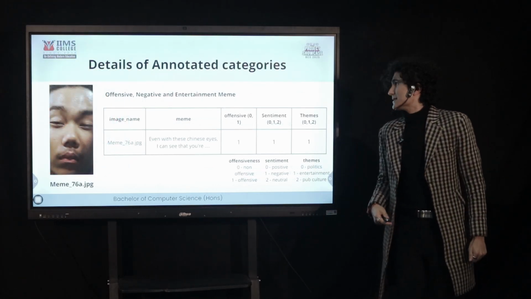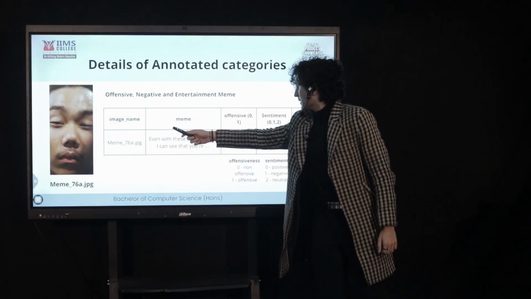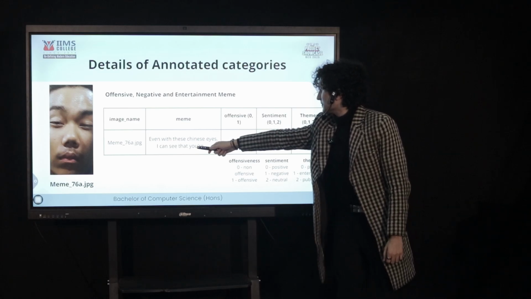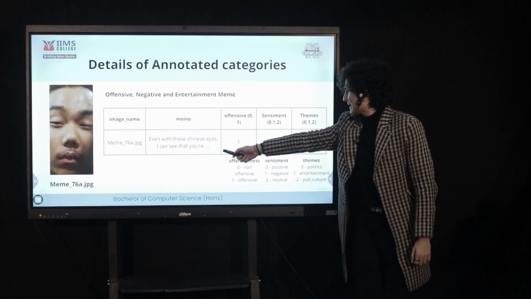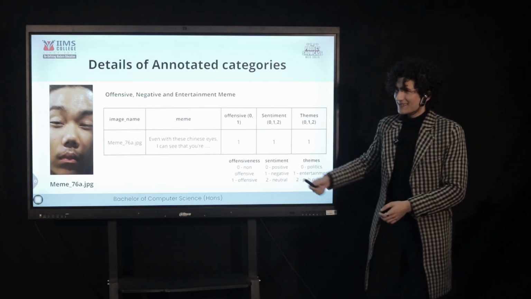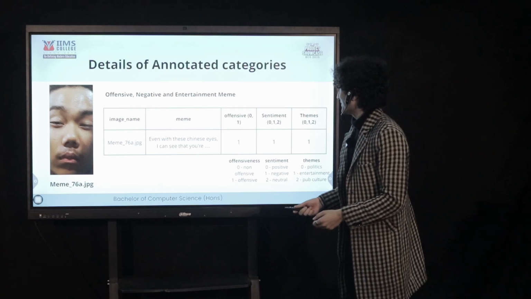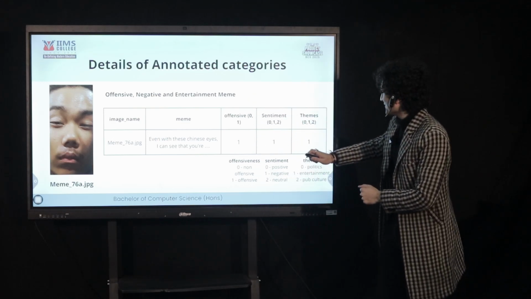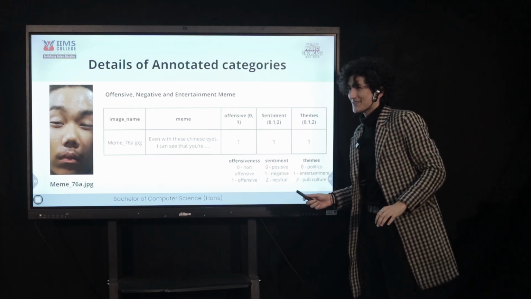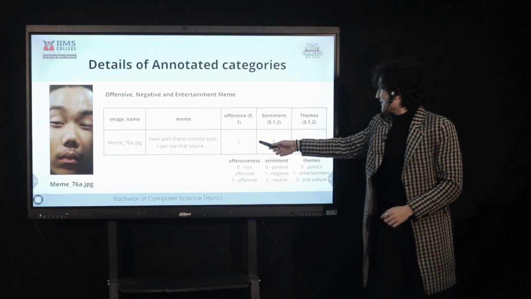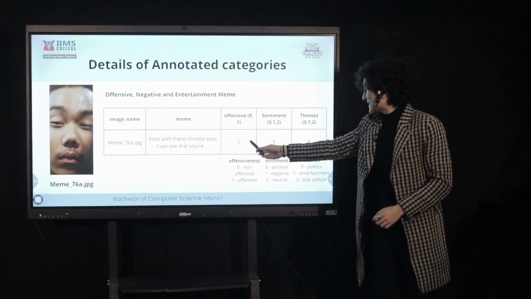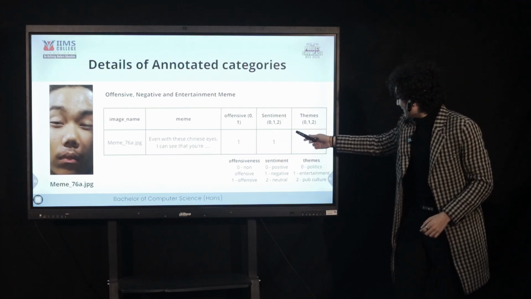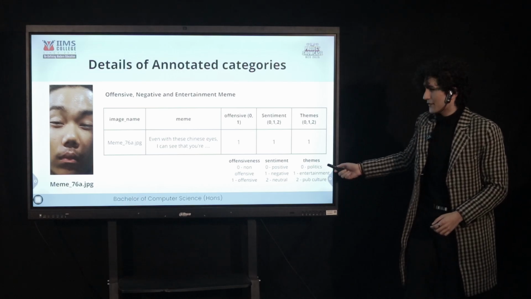So this is another example. Here is the meme image, and that's the meme caption. We have not shown the entire caption here because, for sake of presentation, it can be extremely offensive. So we're avoiding such stuff, but there are pretty extreme stuff there. So here it is categorized to be offensive, with negative sentiment and theme of entertainment.